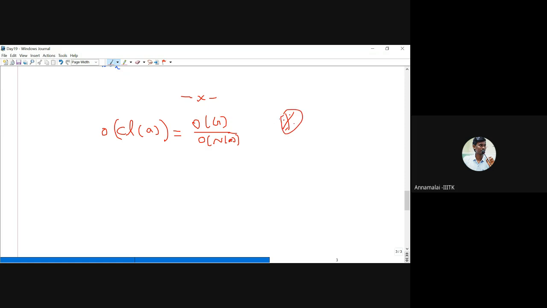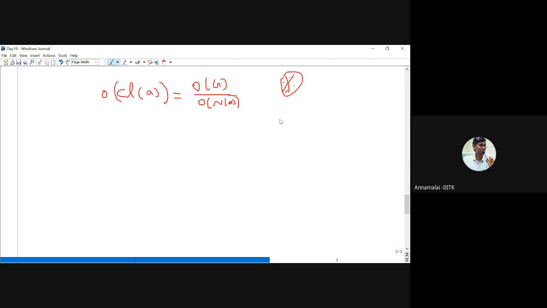The number of elements in the equivalence class of a is the number of elements in G divided by the number of elements in N of a. Using this, we have an important equation. That equation is called the class equation.